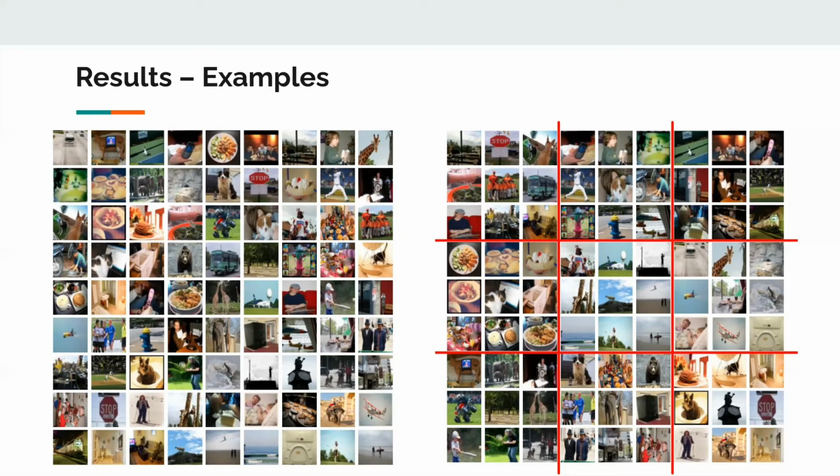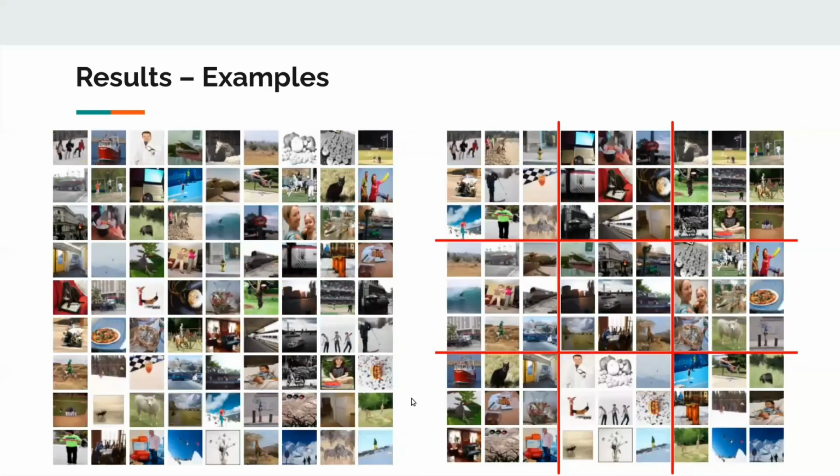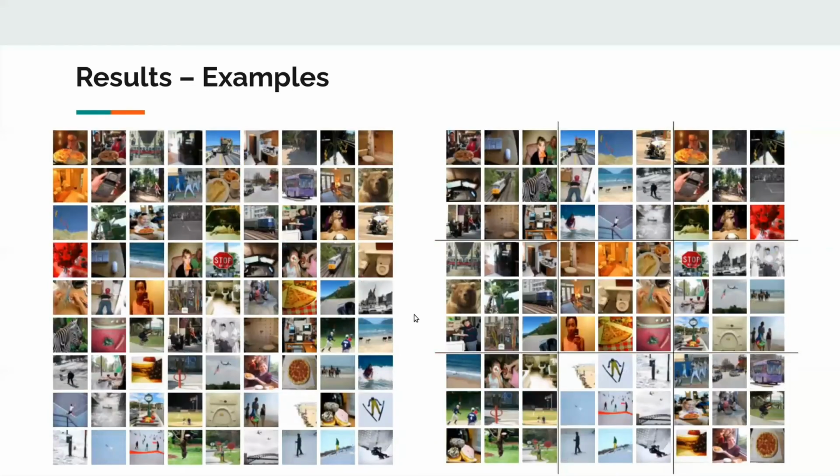For example, on the left cluster, we see mostly food and plate images. So K-means somehow captures that information as well. Let's move on. Again, here we see similar images in the same clusters. Here, for example, most of the images are snowy images. Let's show one more clustering. Again, similar images are clustered together.